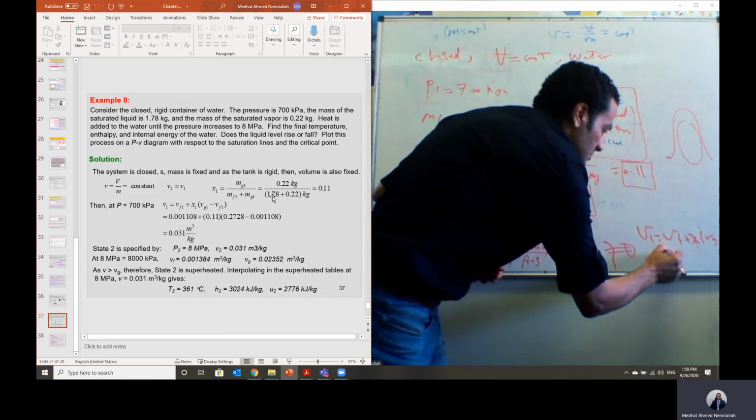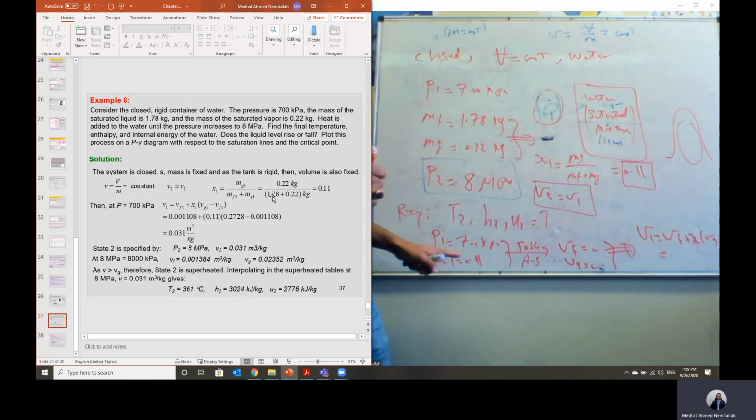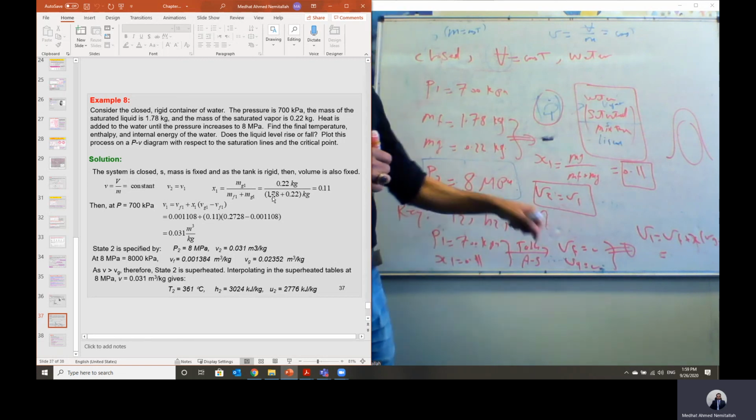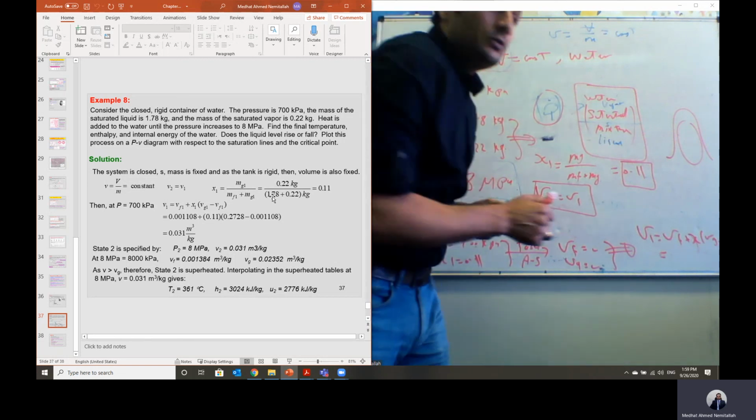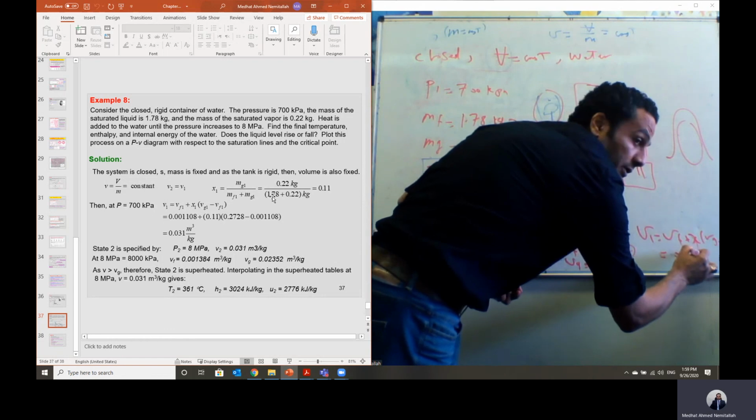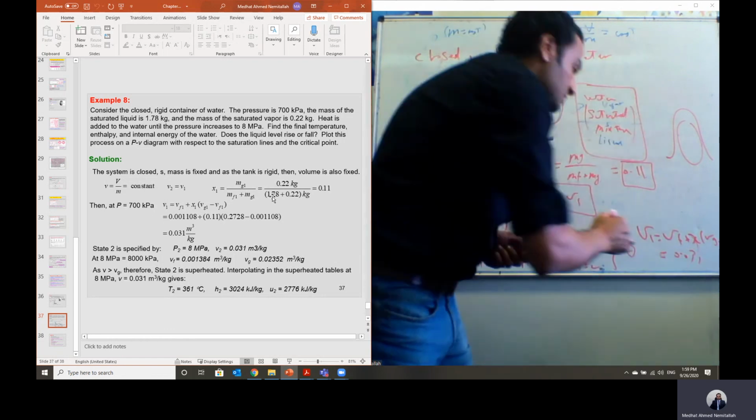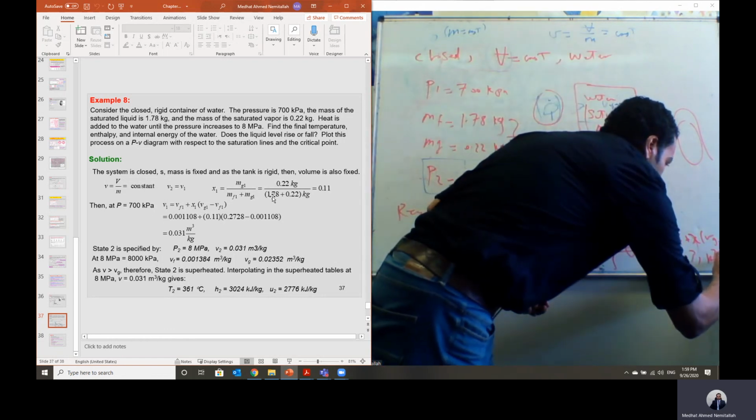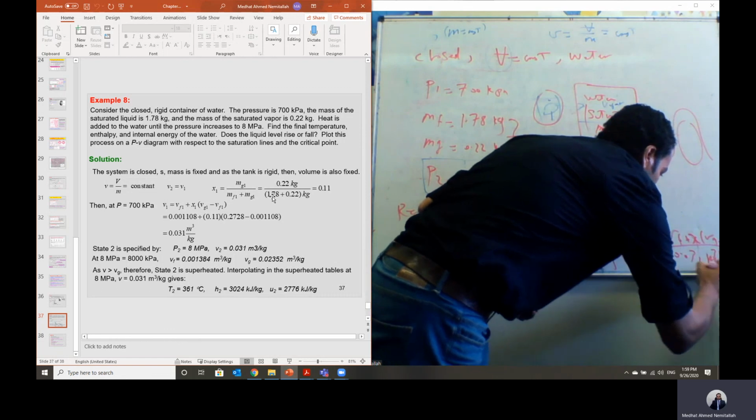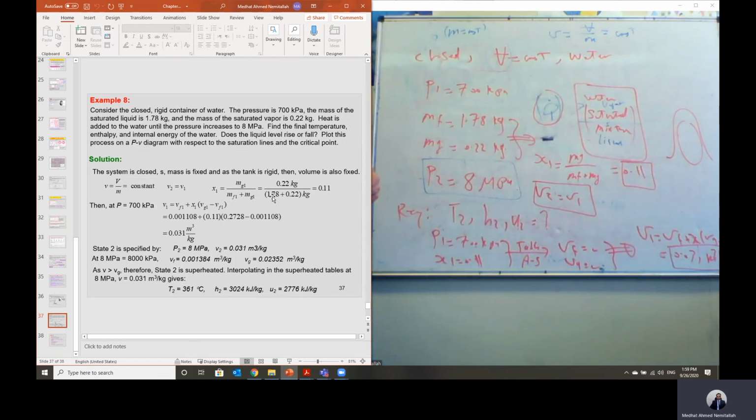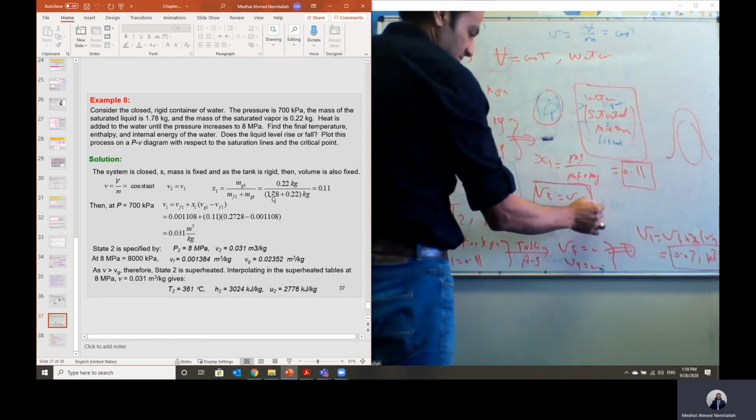If you calculate this specific volume, quality X is equal to 0.11. V fluid and V gas we can get from the table. If you calculate this, the value will equal 0.031 meter cube per kilogram. And this is actually the value of the specific volume V1. Okay? So V1 is the same as V2.